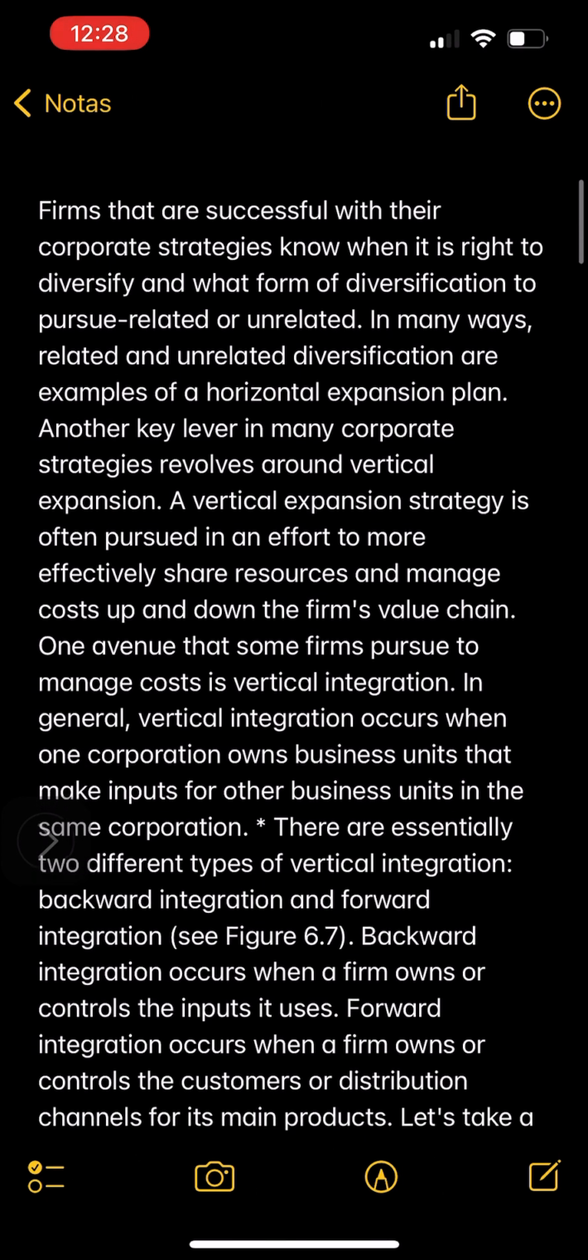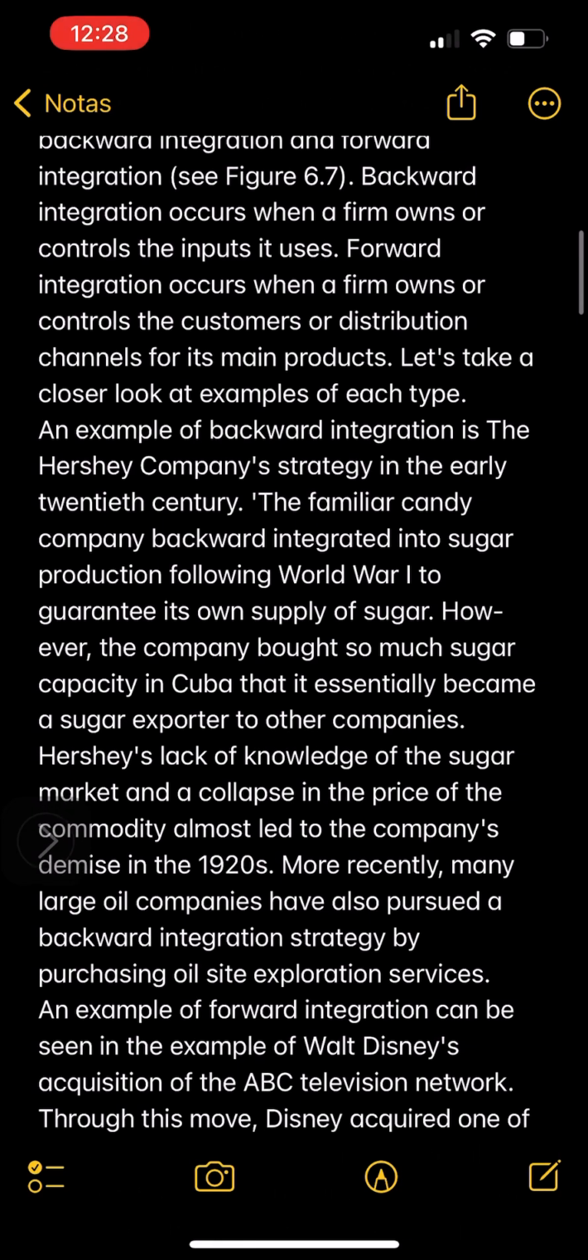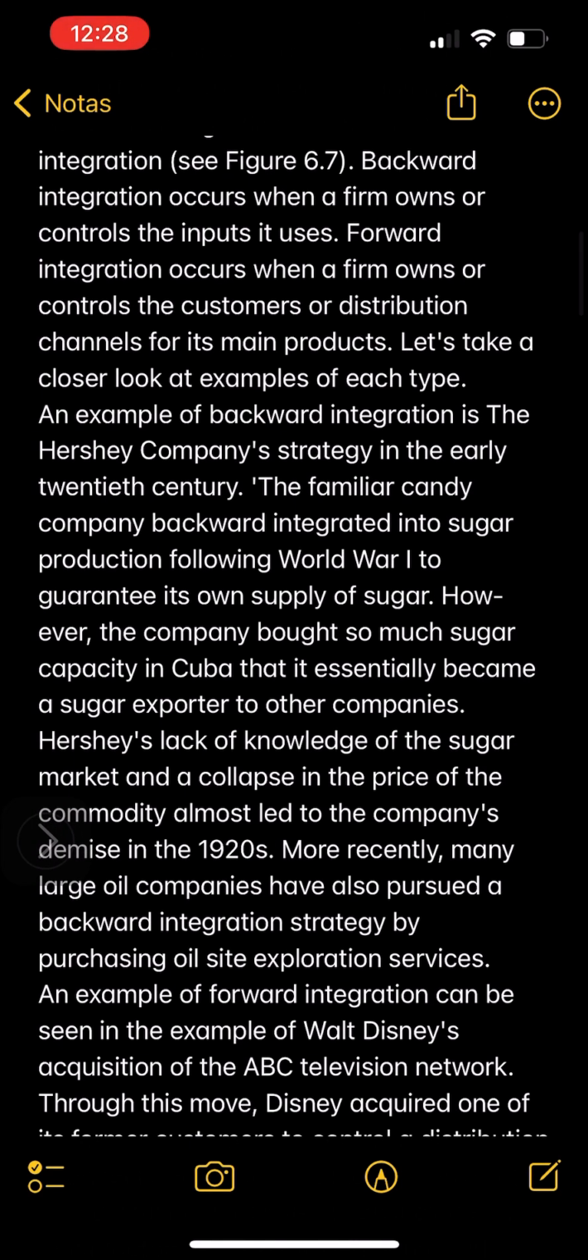A vertical expansion strategy is often pursued in an effort to more effectively share resources and manage costs up and down the firm's value chain. One avenue that some firms pursue to manage costs is vertical integration. In general, vertical integration occurs when one corporation owns business units that make inputs for other business units in the same corporation. There are essentially two different types of vertical integration: backward integration and forward integration. See Figure 6.7. Backward integration occurs when a firm owns or controls the inputs it uses. Forward integration occurs when a firm owns or controls the customers or distribution channels for its main products.